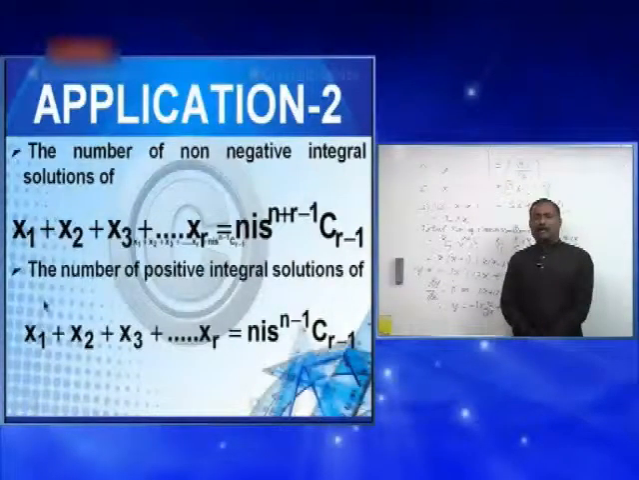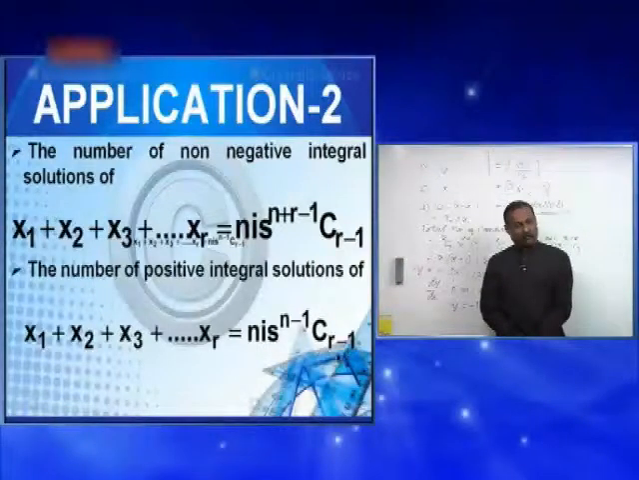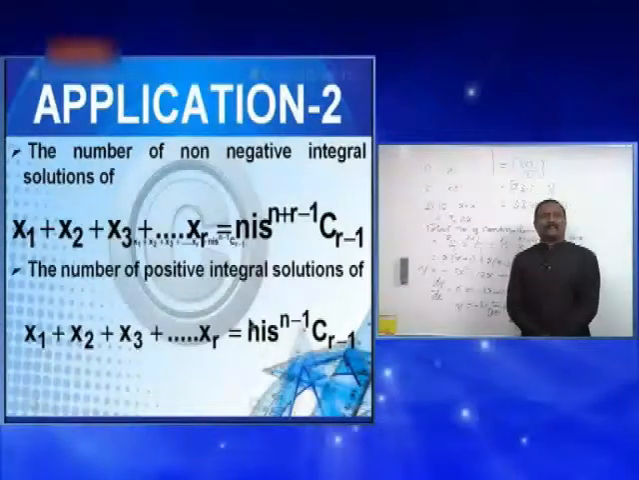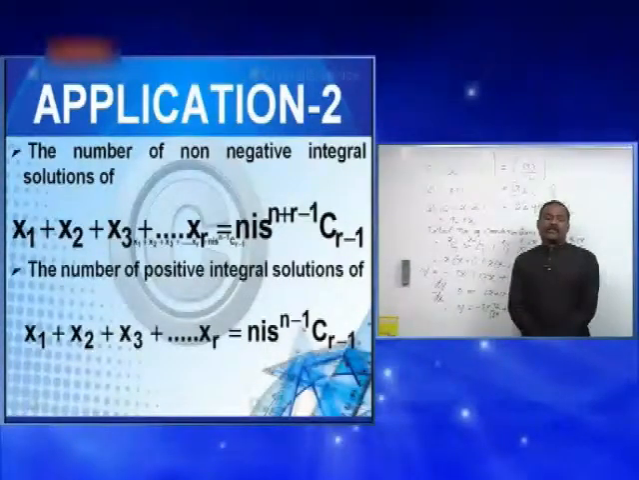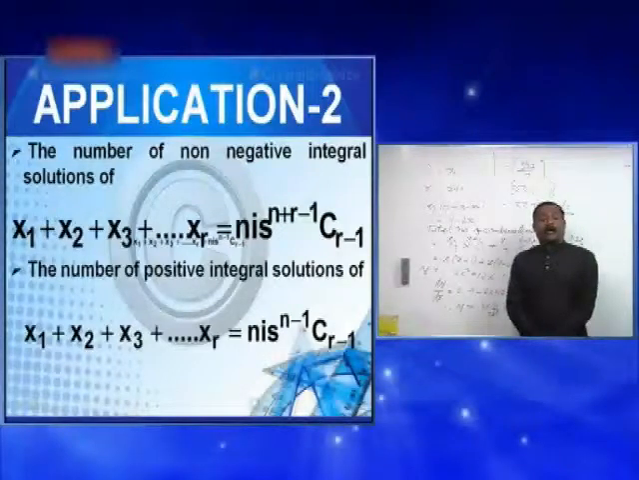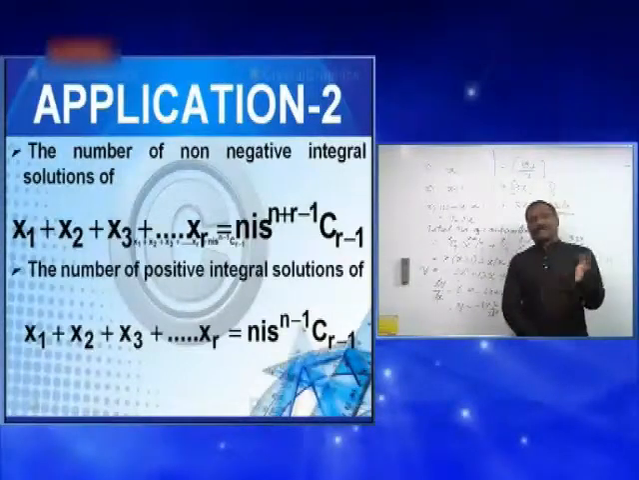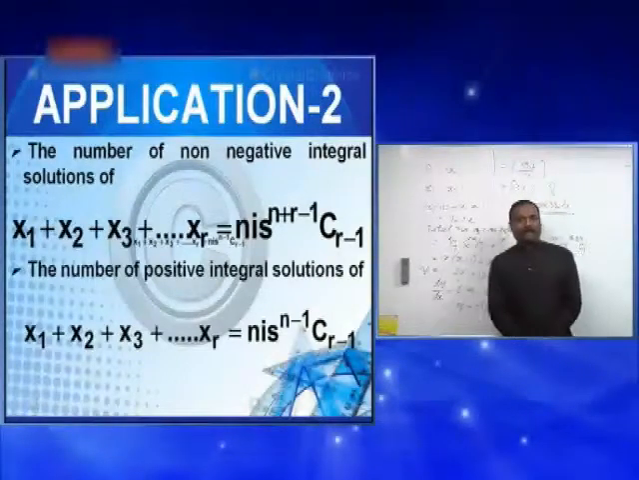Next, number 2, the number of positive integral solutions of x1 plus x2 plus x3 plus so on plus xr is equal to n is n minus 1 c r minus 1. But before explaining that, let me first tell you, non-negative integral solutions means zero is also included. Positive integral solutions means zero is not included. Only positive integers should be taken. In the first case, it starts from 0, 1, 2, 3, 4, 5, and so on. In the second case, 0 is excluded. It starts from 1, 2, 3, 4, 5, 6.